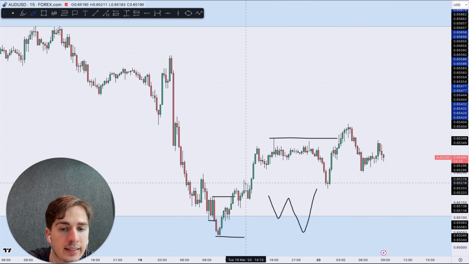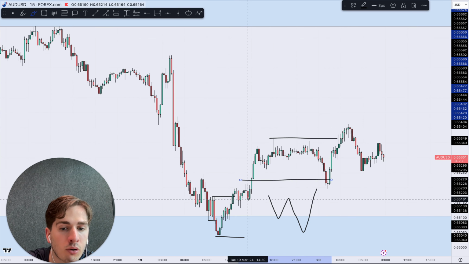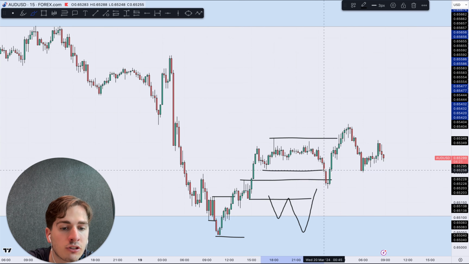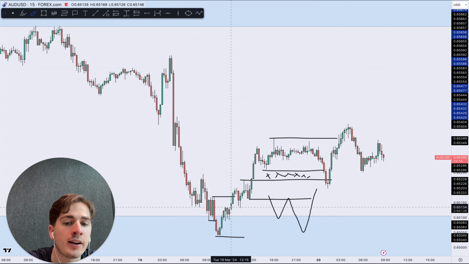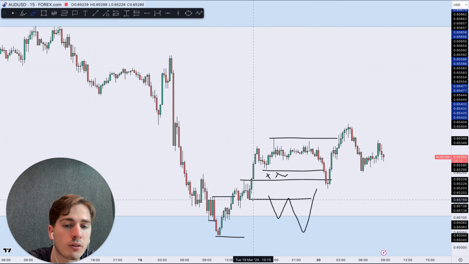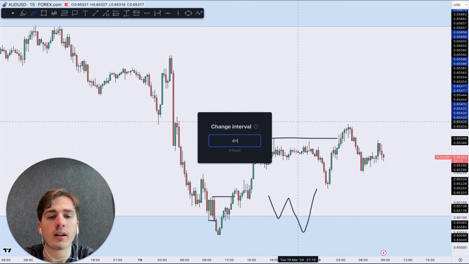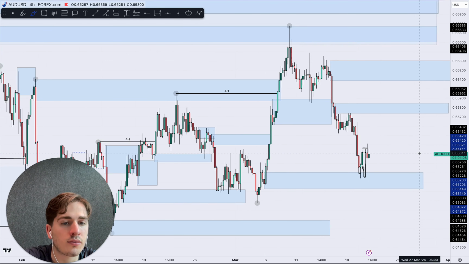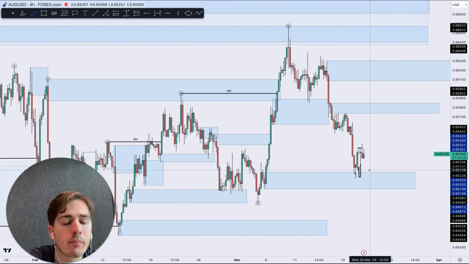You then retrace back down in towards this clear area of demand, very clear range over here of liquidity situated below it, and then we tap in towards this demand zone, and from there we move up higher. But obviously this over here was the best trade. So that's Aussie dollar.